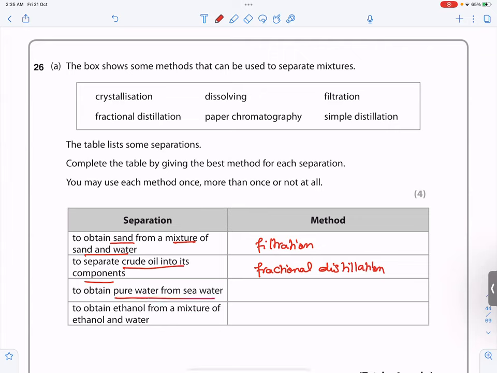To obtain pure water from seawater, it will be simple distillation. To obtain ethanol from a mixture of ethanol and water, it is also fractional distillation.